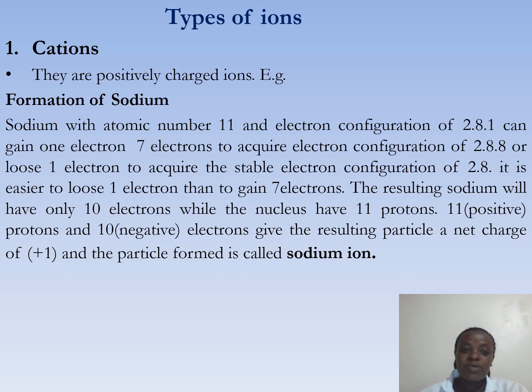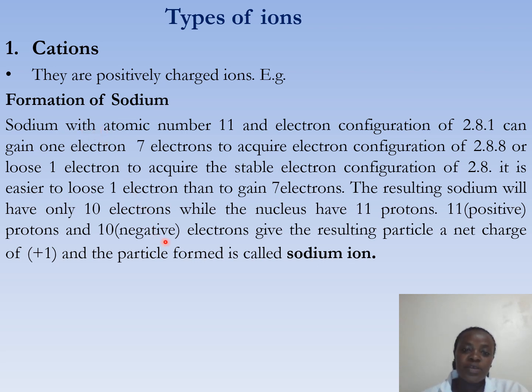Then here we are going to look at the types of ions. One type of ion is known as cations. So what are cations? Cations are positively charged ions. These are ions with a positive charge. For example, we are going to look at how sodium forms its positive ion. So, formation of the sodium ion.